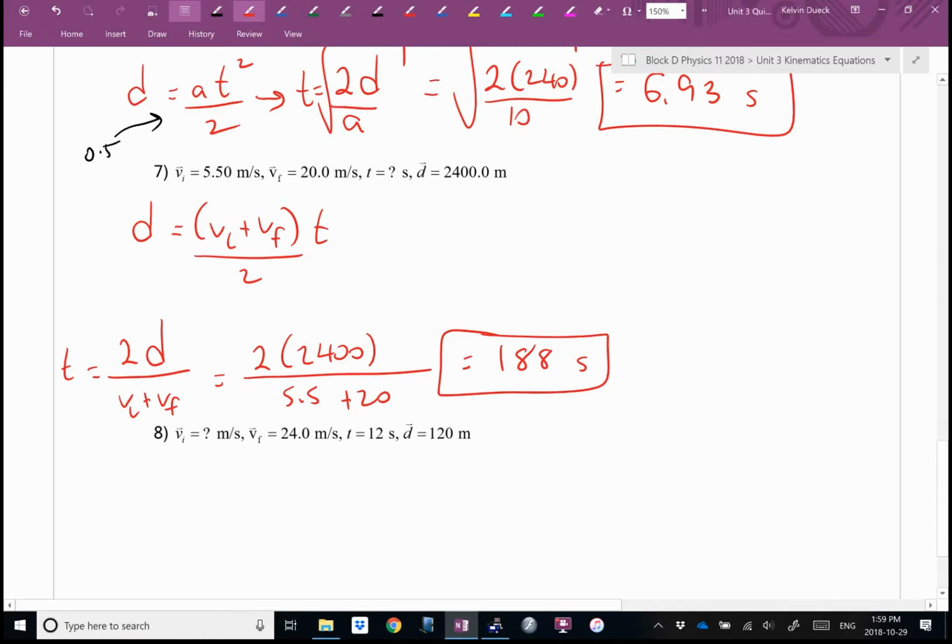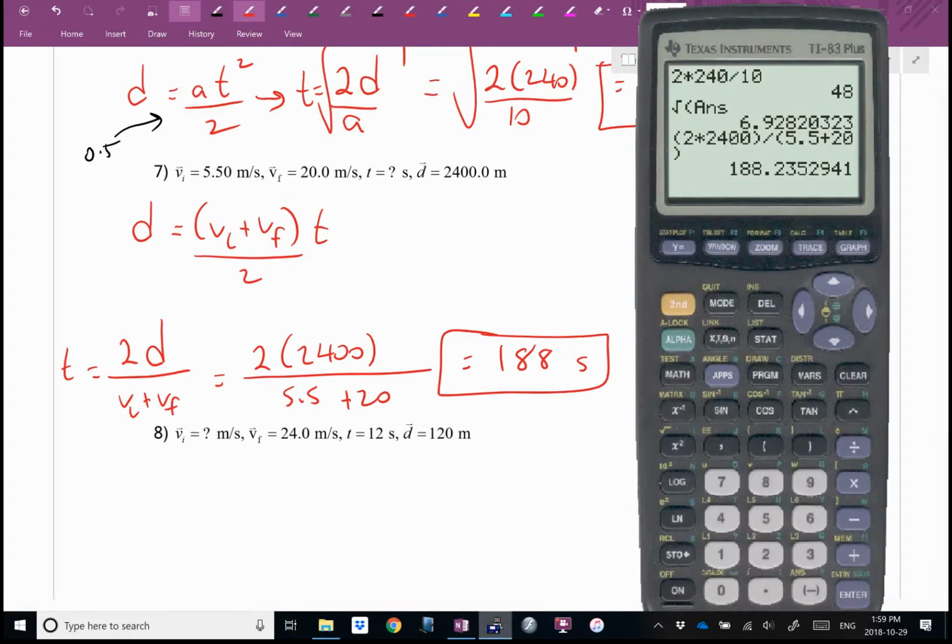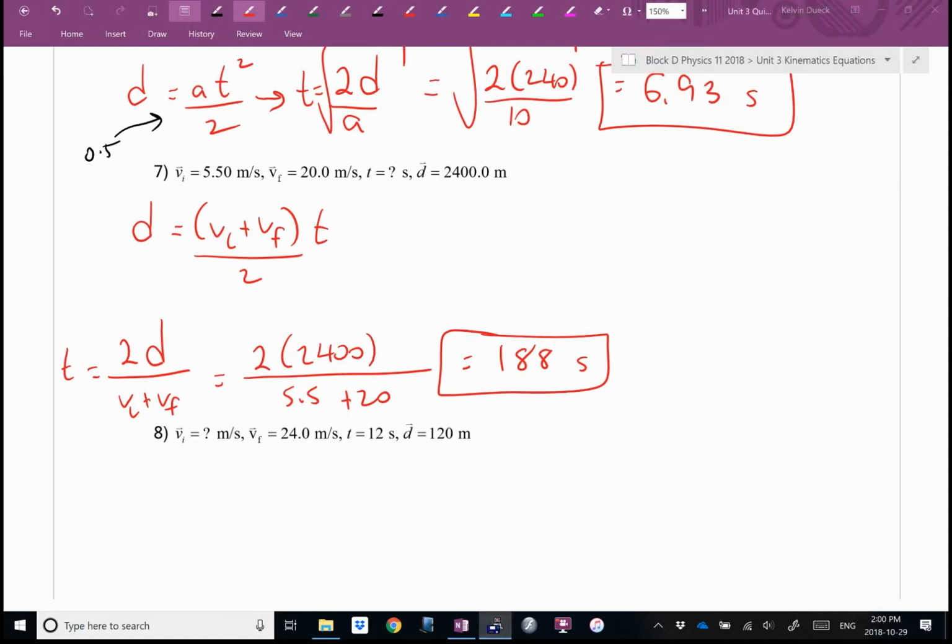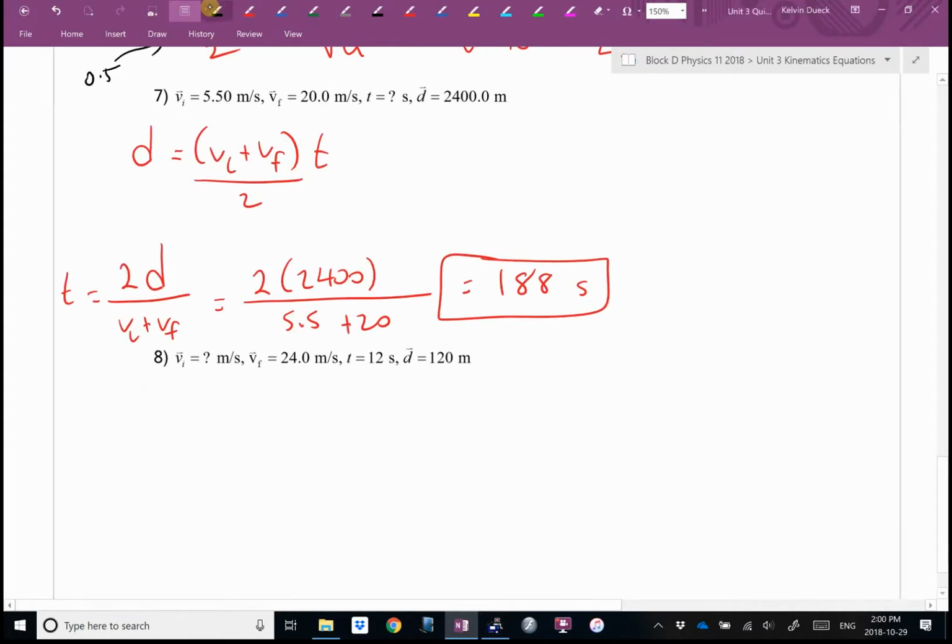188? Is that what it was? 188.2. By the way, someone asked, when would I take marks off? If you said 188.23, why would I take a half mark off for that? You've rounded off wrong. Okay? So round off properly, please. Don't truncate. Don't just chop off the end. You have to ask, what's after that last digit? Is it 5 or bigger? I'm going to round up. Oh, half mark. Half mark. Half mark. Half mark.